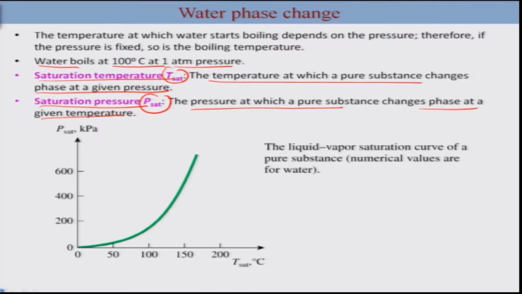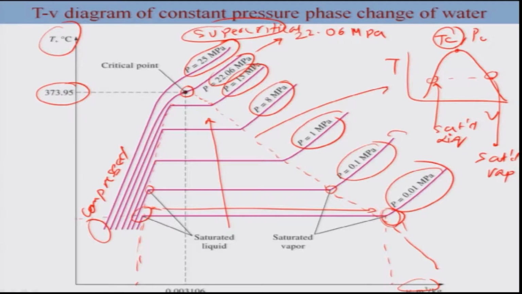So, let us go back. This line was for P equal to 0.01 megapascal, this was your T sat at P equal to 0.01 megapascal, and similarly this will be your T sat at P equal to 1 megapascal, and similarly it will be T sat at P equal to 15 megapascal. So, what do we see? We see that as you increase the pressure of the system, the saturation temperature increases.